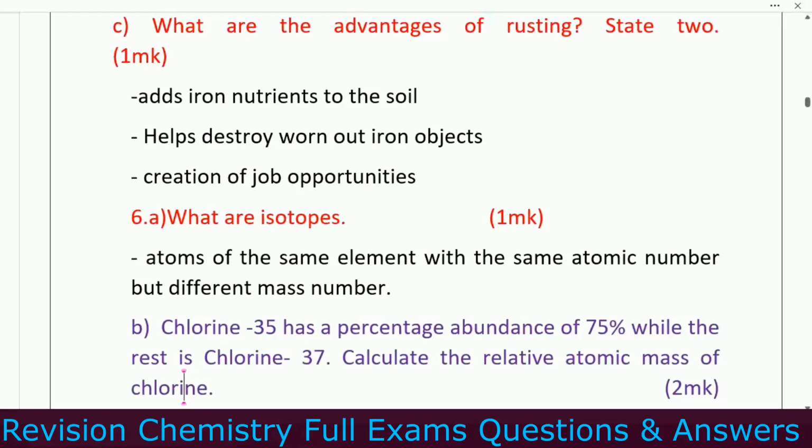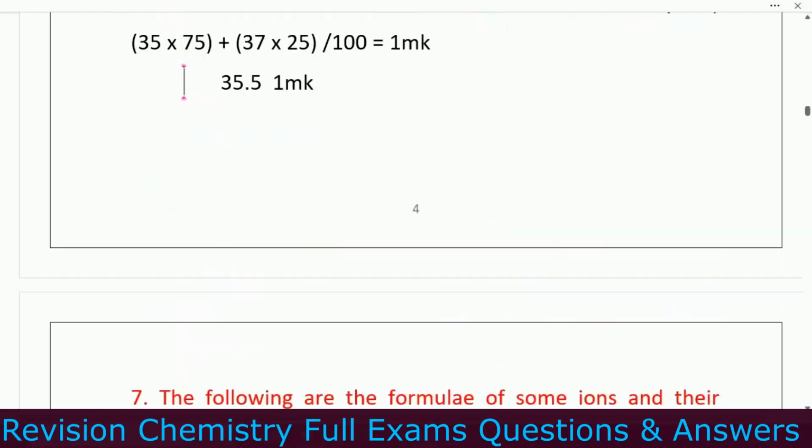We go to number 6. What are isotopes? Isotopes are atoms of the same element with the same atomic number but different mass number. We go to the next one.